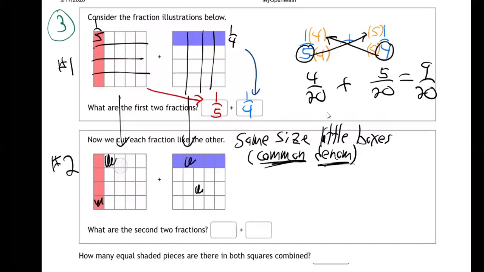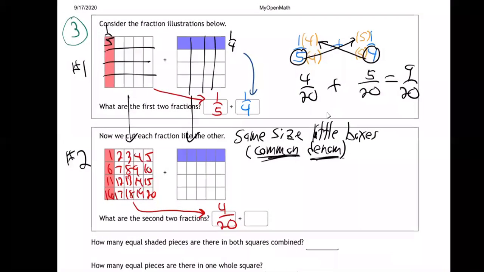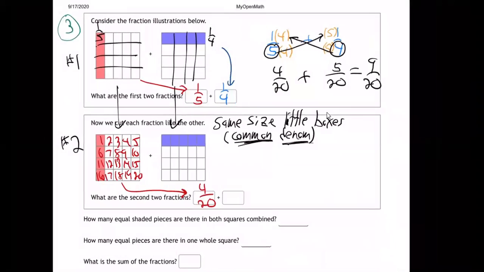Now, why do you care to do that? Well, because then it's easy to add them. Now there's no mystery how to add this. What is this first shaded section? Now there's 1, 2, 3, 4, 5, 6, 7, 8, 9, 10, 11, 12, 13, 14, 15, 16, 17, 18, 19, 20. There are 20 total, so 4 out of 20 are shaded. The shaded portion is now clearly 4/20, isn't it?